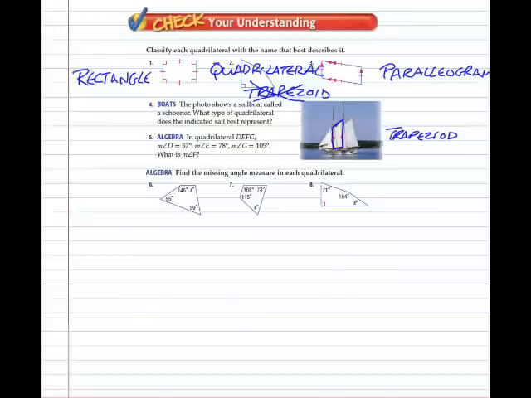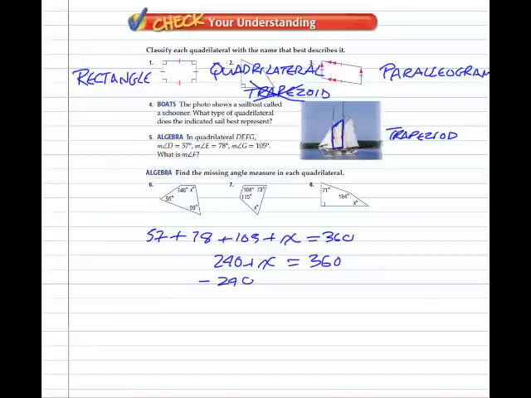Number 5, in quadrilateral DEFG, D is 57, E is 78, G is 105. Missing angle F we're going to represent with X. 360 is our sum. We combine those like terms, we get 240 plus X equals 360. Subtract 240 from both sides. X equals 120 degrees.